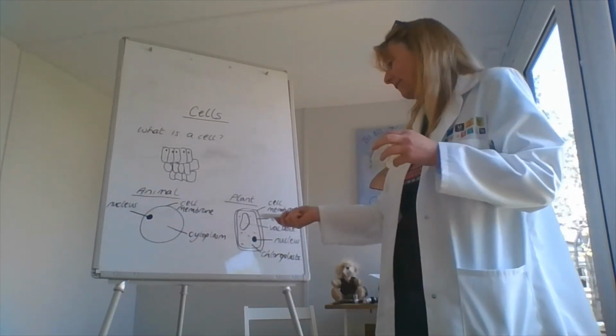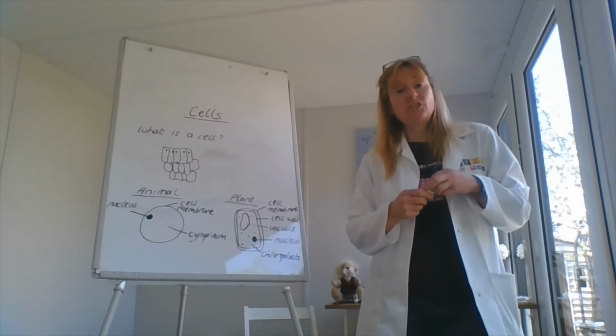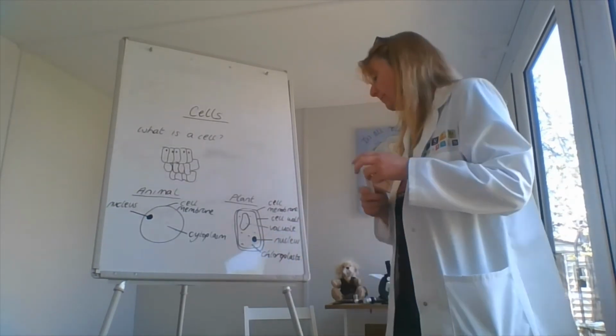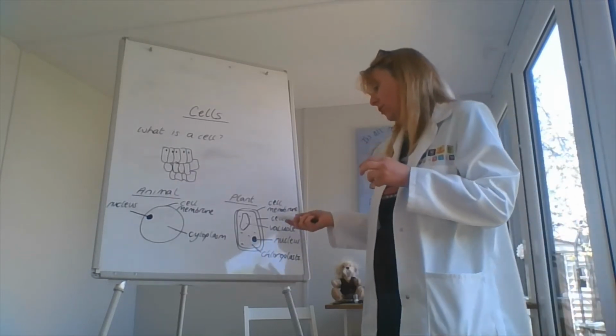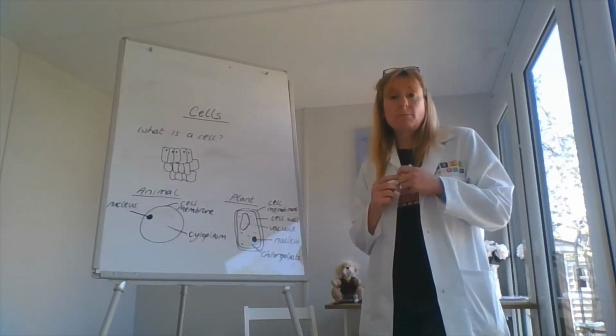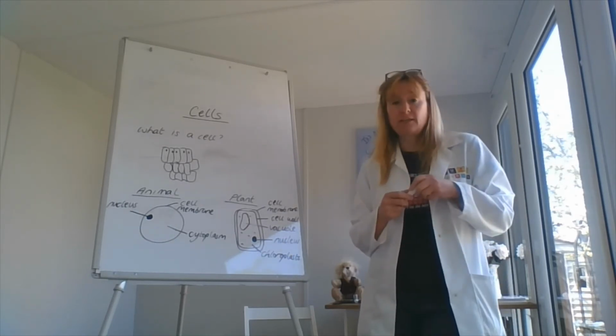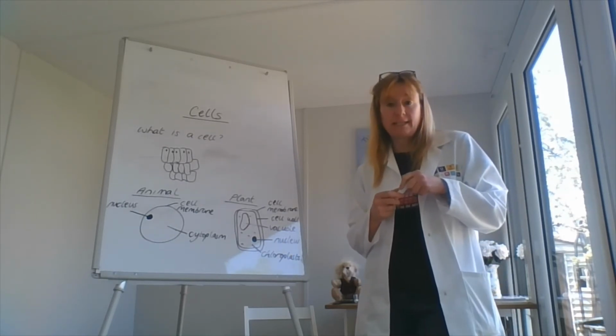We also have a vacuole here, which is known as a storage space and is filled with cell sap. And finally, we have got a cell wall, which supports the cell, keeps it very strong, is made of cellulose and gives the cell its rigidity.